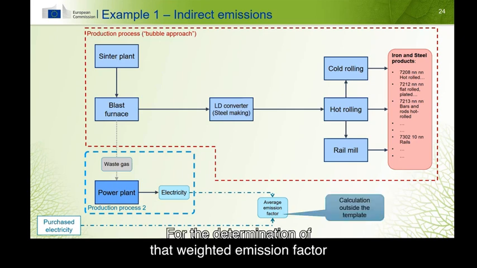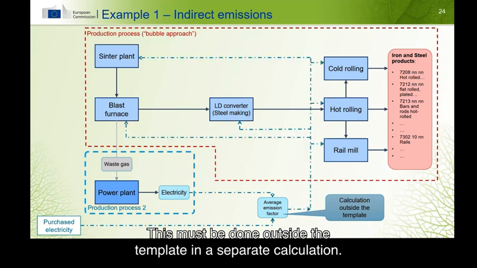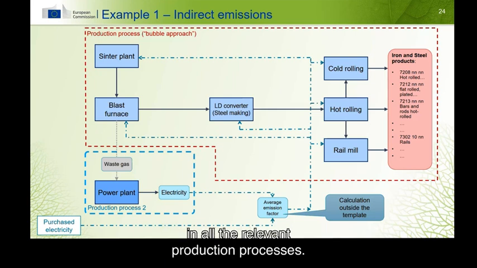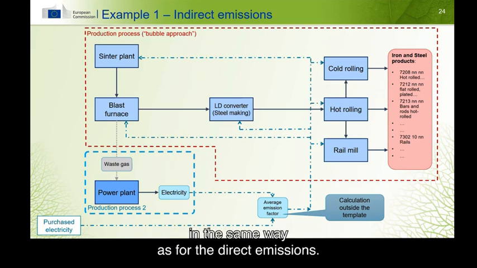For the determination of that weighted emission factor, the template cannot be used. This must be done outside the template in a separate calculation. Finally, the electricity can be used for calculation of indirect emissions in all the relevant production processes. The template will help here in particular in assigning the indirect emissions from precursors in the same way as for the direct emissions.